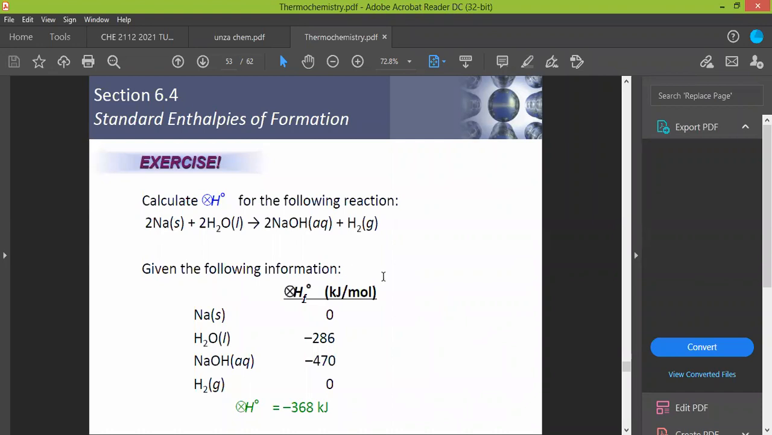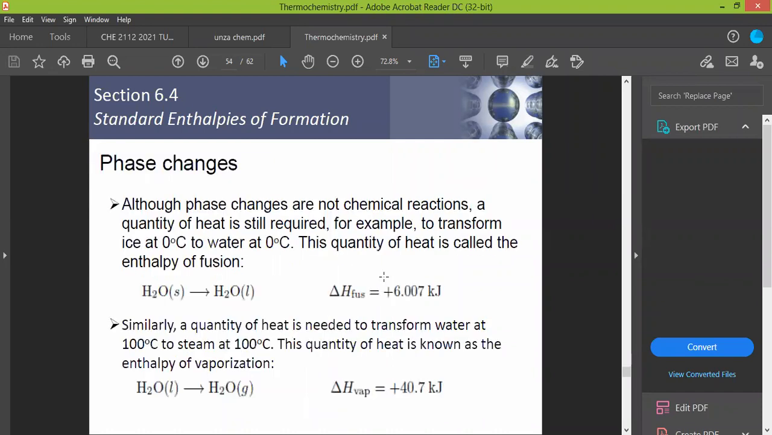Another example is this one. They're still using the same principle that I've just explained to you, and therefore you don't need to worry about that one. This particular question is on phase changes. And phase changes, remember when we were looking at phase equilibrium, we had actually seen that it is a change in state, from one state to another, because each state is a phase.